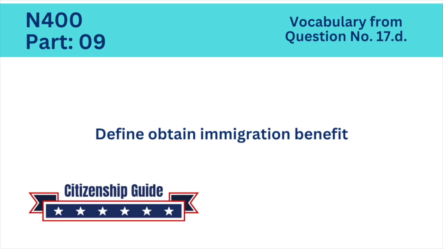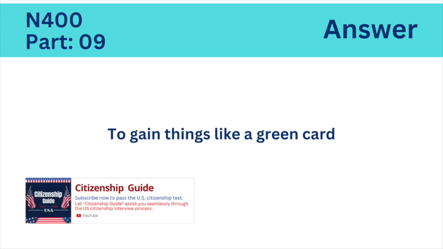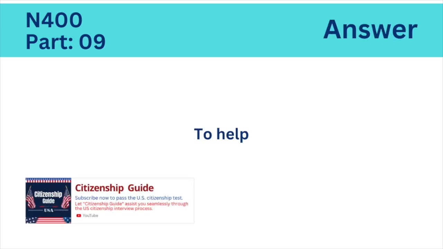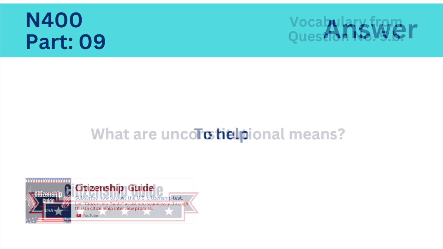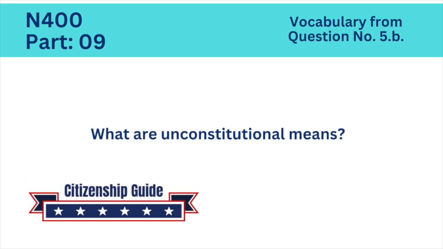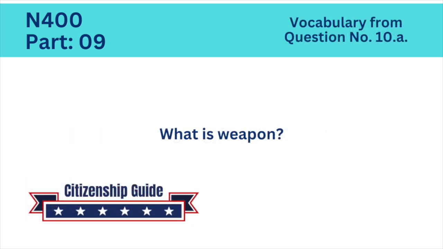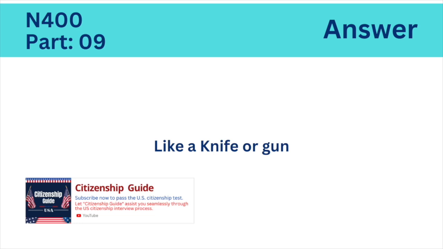Define obtain immigration benefit. To gain things like a green card. Define assist. To help. What are unconstitutional means? Methods that go against the Constitution. What is weapon? Like a knife or gun.